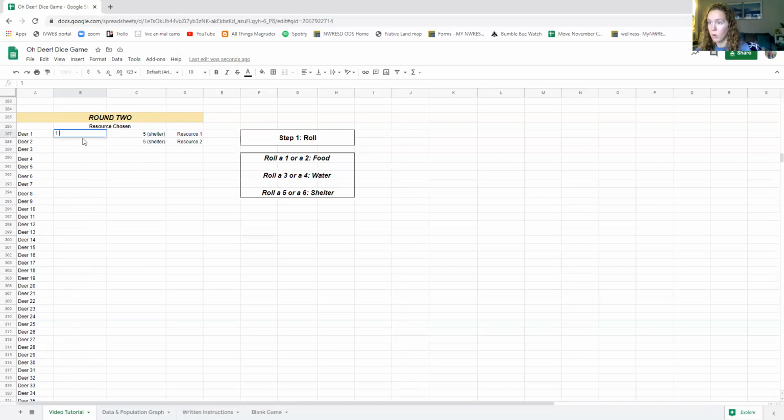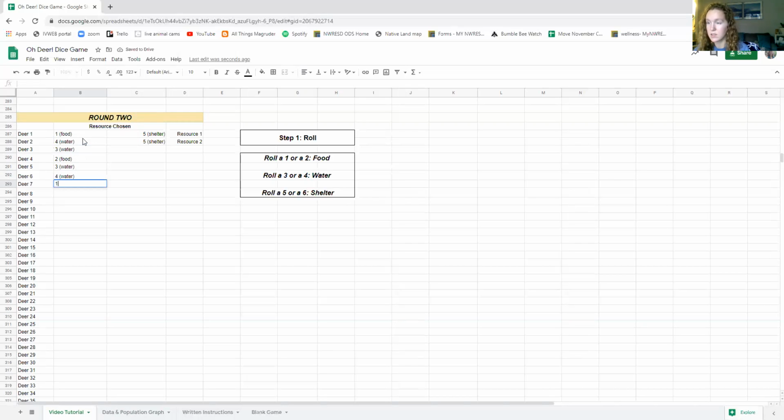And I got a 1. And I got a 4. Neither of those are a shelter, so we need to roll again. All right, I got a 3. And I got a 2. Again, not shelter, we have to keep rolling. All right, I got a 3. And I got a 4. Again, not shelter, keep rolling.